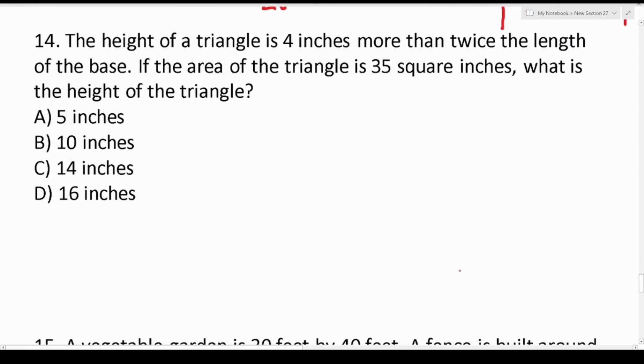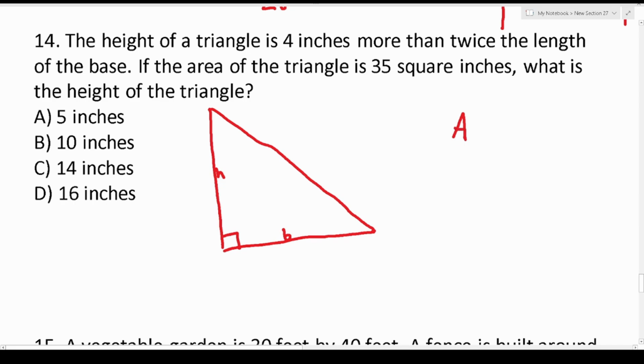All right, number 14 says the height of a triangle is 4 inches more than twice the length of the base. If the area of the triangle is 35 square inches, what is the height of the triangle? So we're working with a triangle, and it didn't specify what type. So I'm just going to make this a nice right triangle. Okay? And let's label this according to what the problem told us. Again, this is going to be the height. This is going to be our base.